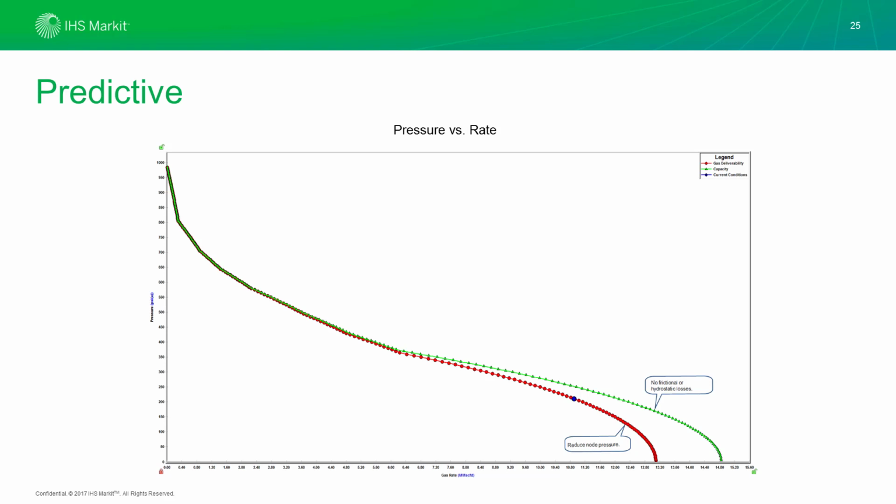And the green curve shows us, if we were to remove all of the frictional losses within that line, the rate we could produce. This curve allows us to quickly evaluate and determine whether adding additional pipeline or compression capacity will actually improve production.